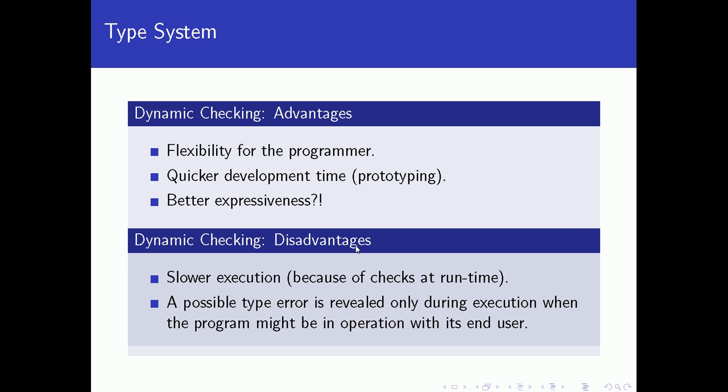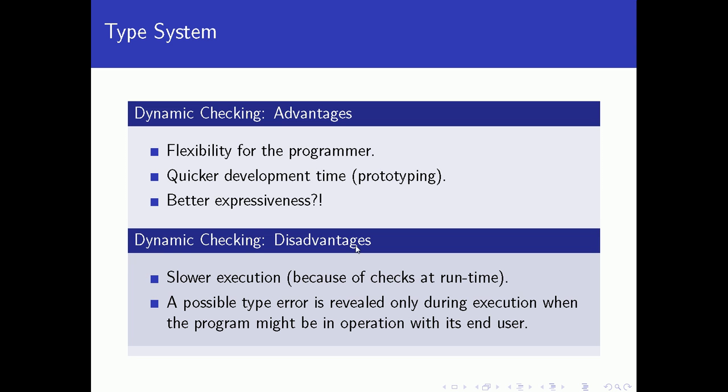It's usually the case that when you have dynamic type checking, the development time is quicker, because you don't have to fix errors that have something to do with types. So it's often the case when you're doing some prototyping in languages like Python or Perl, then you can do it very quickly. Some people say that you can better express yourself when you have dynamic type checking, but I actually did put a question mark on that, because it's not clear that you get better expressiveness, I think, from dynamic checking.